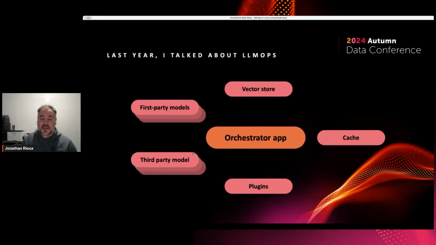What we're going to be looking at today is a continuation of what I talked about last year. For those who were not part of the Autumn Data Conference 2023, I spoke last year about how LLM ops, large language model operations, created a new kind of pressure on what it means to deploy and maintain an AI application. We introduced the concept of an orchestrator app, or an octopus app, because it has multiple legs, where you connect from first-party model to third-party model, plugins, vector store, cache. Now we have agents. We have combinations of models. So the picture is definitely looking more complex.